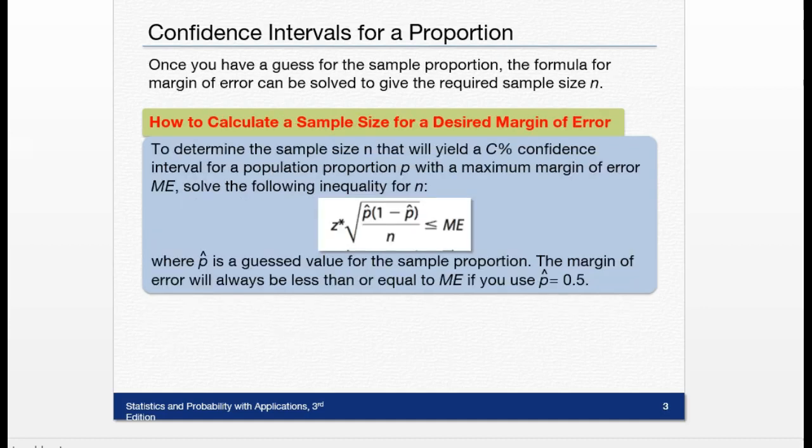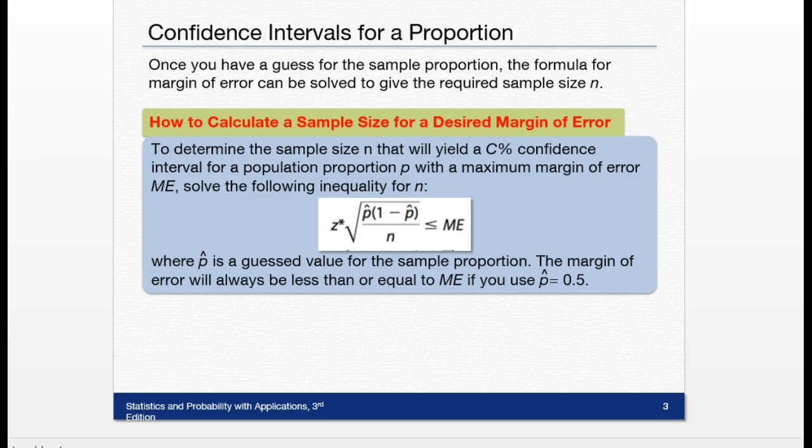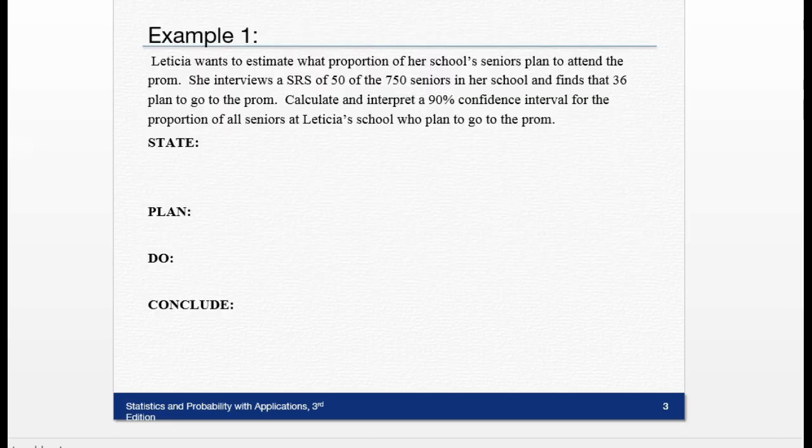Once you have a guess for the sample proportion, the formula for the margin of error can be solved to give the required sample size of n. Sometimes they want to ask us, well, if we want to be 90% confident and we want to be this close to the real thing, how many people should we sample? I know you need to jump ahead in your notes to the first example, but I want to do this first example before we talk about the next formula.